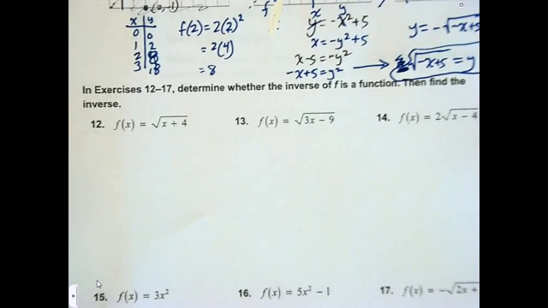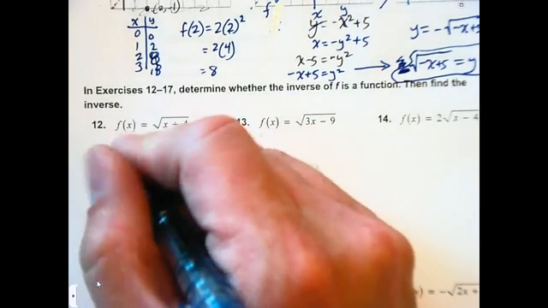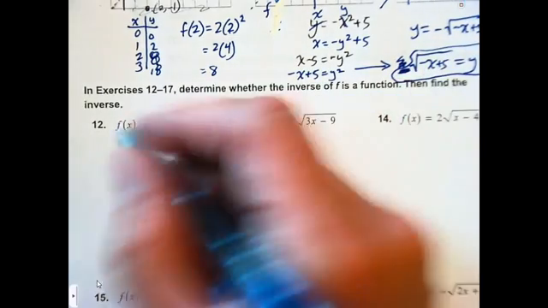All right, let's try number 12. Determine whether the inverse of f is a function, then find the inverse. I would actually find the inverse first and then figure out if it's a function. That's easier, I think. The book will talk about a horizontal line test. If you graph it and it passes a horizontal line test, then you're good to go. I like to think of just doing a vertical line test. So let's first just find the inverse.